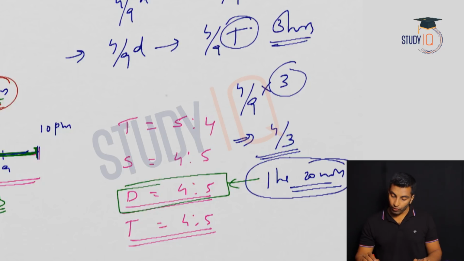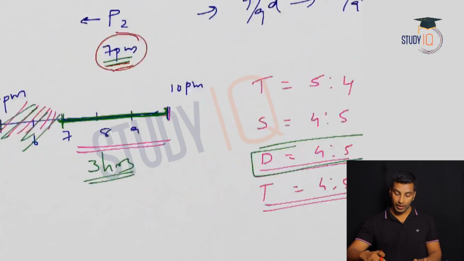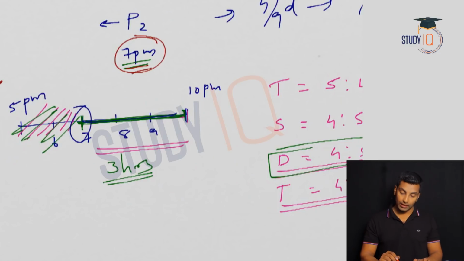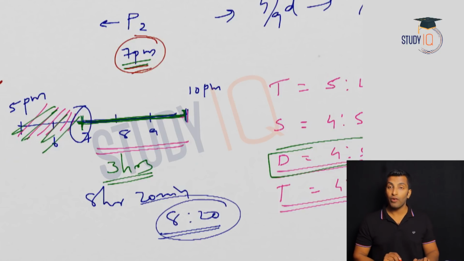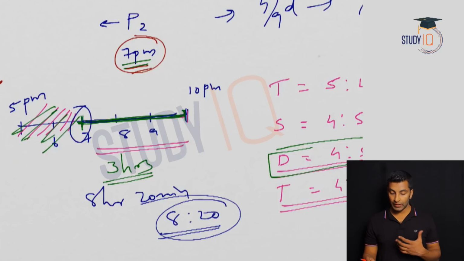So now what you need to do with this 1 hour 20 minutes? You need to add this 1 hour 20 minutes from where the common time starts. Where the common time starts, that is at 7 o'clock. So the meeting will be 1 hour 20 minutes after the common time starts. That means 8 hours 20 minutes. So 8:20 is the time when they meet. If the question is about meeting time, it is 8:20.